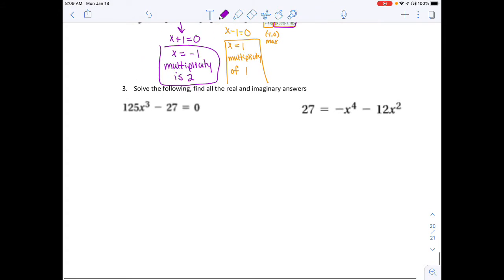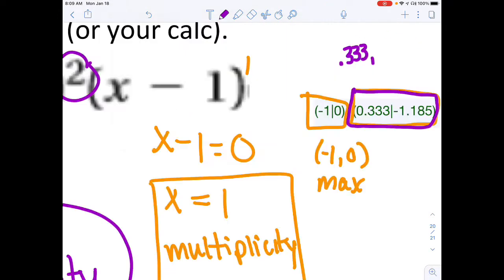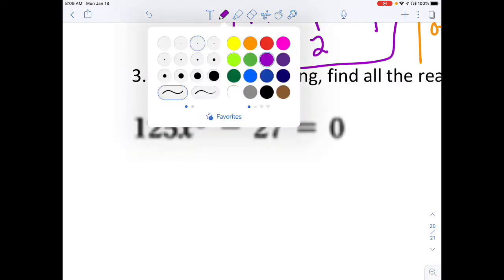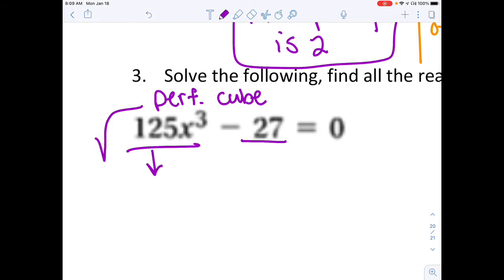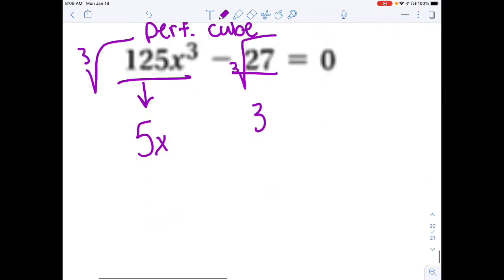Okay, and let's see what else we have. Oh, solve the following. We did this on the Zoom lesson too, so you guys probably have this exact example. It says solve the following. So this is a perfect cube problem. It's a perfect cube problem because it's a binomial and each one of these are cubes. So the cube root of that is a 5 and an x, and the cube root of this is a 3. That's what goes in your first parentheses.